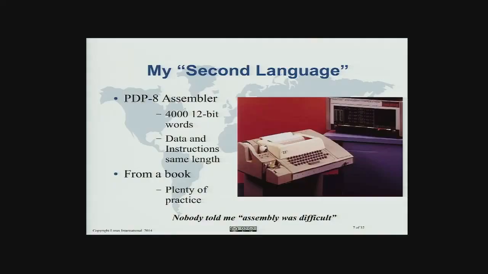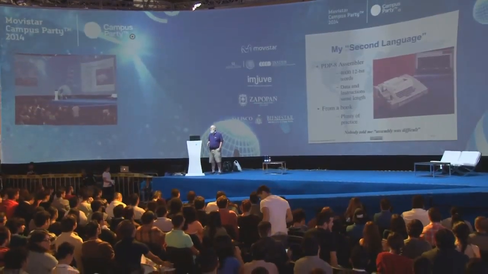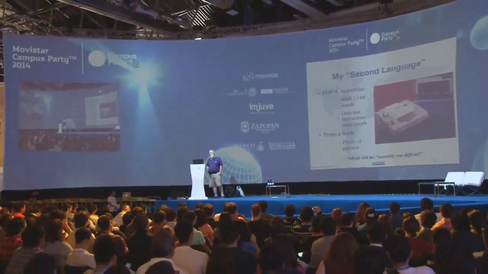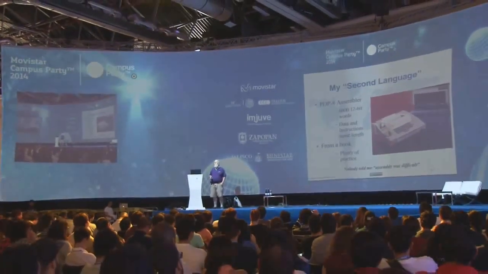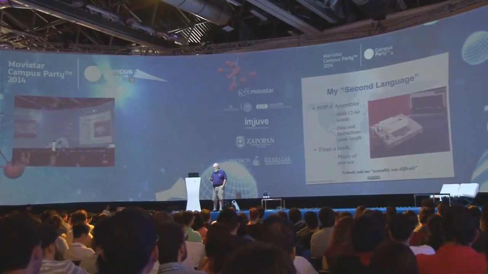As I said, I started programming in 1969. My first language was Fortran, but my second language was assembler language for the PDP-8 computer. It only had 4,000 12-bit words of memory, and yet we could do real work on these computers. I learned to program from reading a book and practicing, and so I know that people can do that. Nobody told me that assembly language was difficult. I just picked up the book and started. And this is the way I believe that many people should learn.